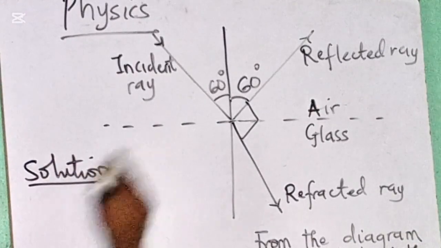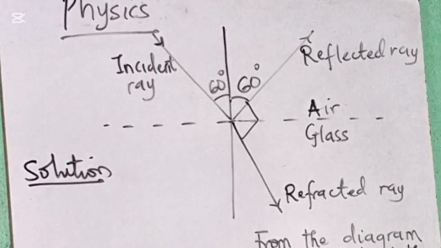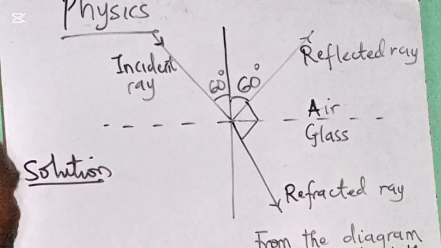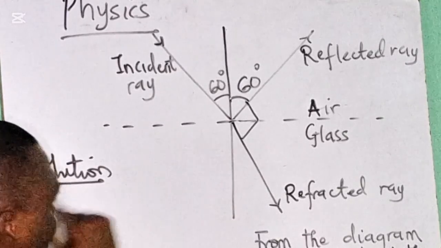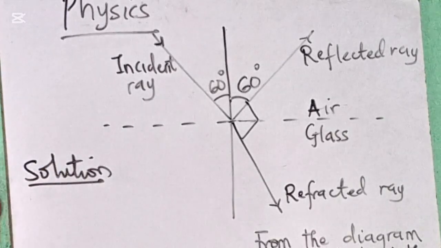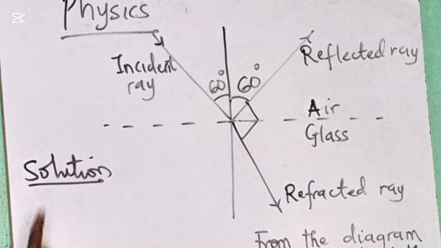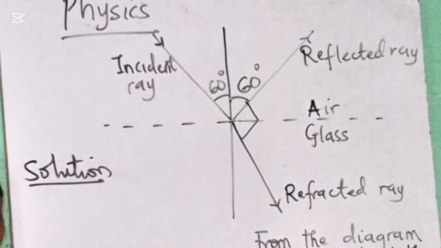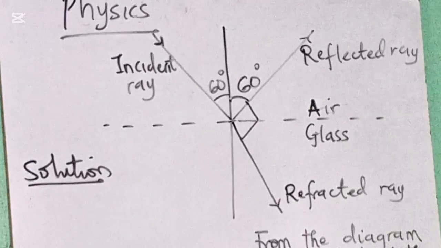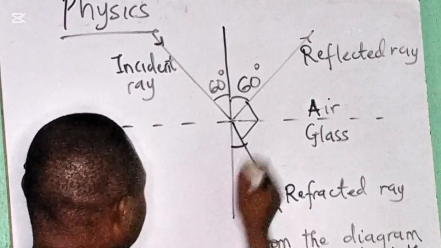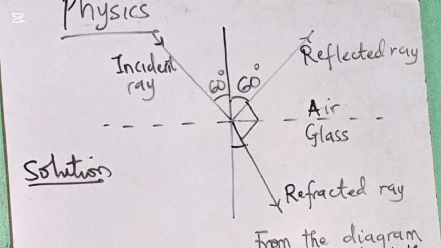Now, what is the angle of refraction? How do we get the angle of refraction? Follow me. Remember that the ray of light is traveling from air to glass. That means it is traveling from a less dense medium to a denser medium. Now, let us get this angle here. How do we get this particular angle?